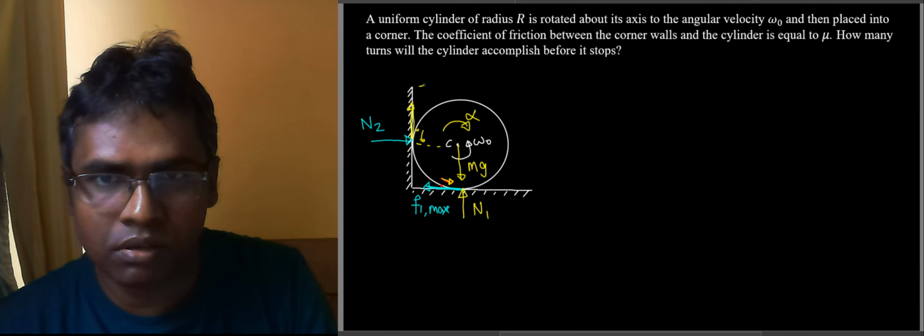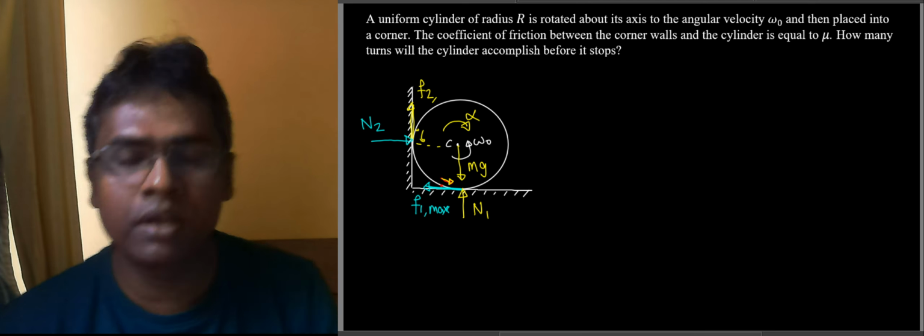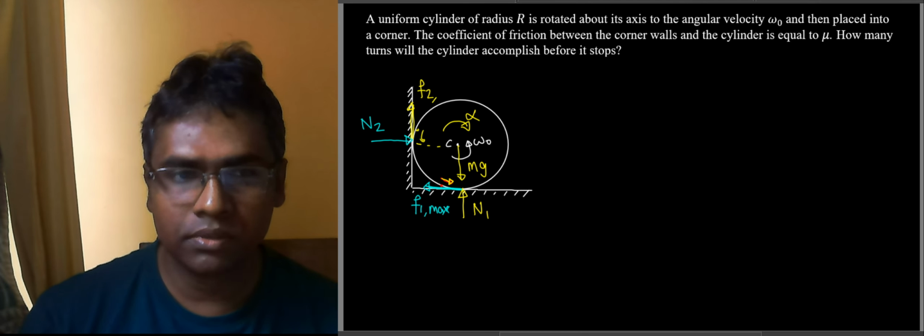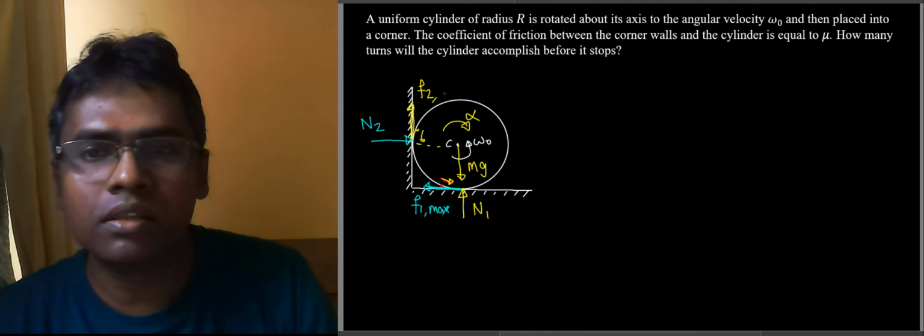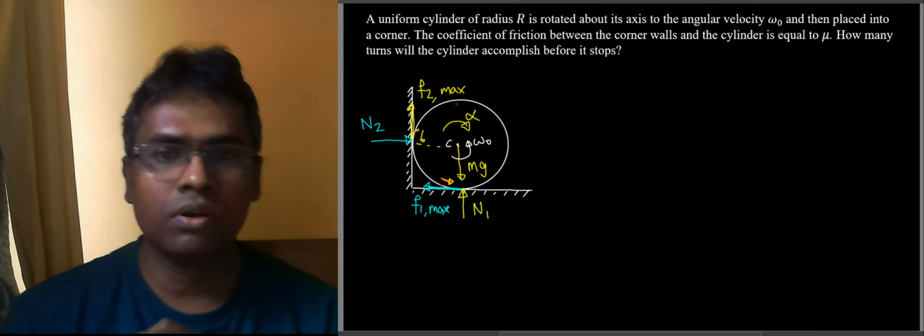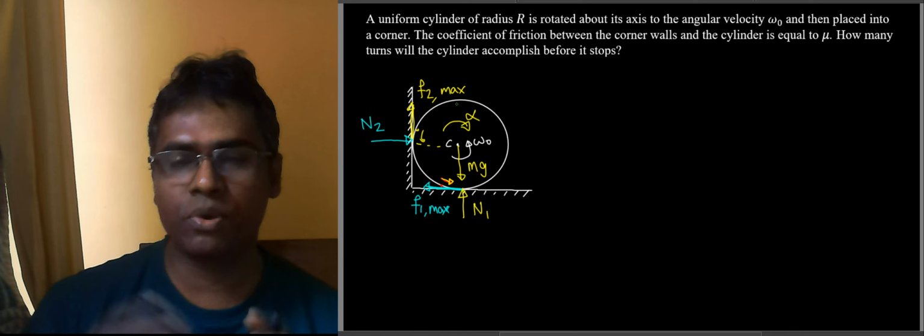Okay, so let's call this F2. And again, the same idea, the cylinder is going to slip. So this is again the maximum possible frictional force. Okay, so I think the free body diagram is complete.